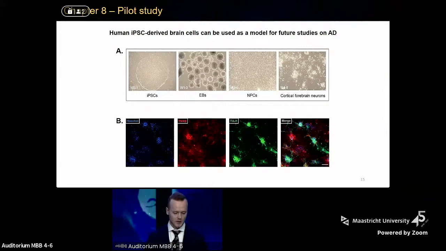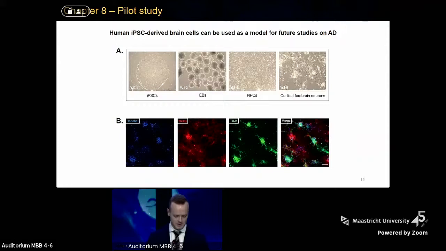It is, of course, very important for us to first confirm whether the cells that we produce in the laboratory are similar to cells that we can find inside of our brain. And what these stainings basically show you is that indeed the functional characteristics of these cells are similar to cells that we can find inside of our brain. We therefore concluded that the protocol that we describe in this chapter might be suitable for future studies in order to study Alzheimer's disease, for example, to study epigenetic dysregulation inside of this TNXB gene.